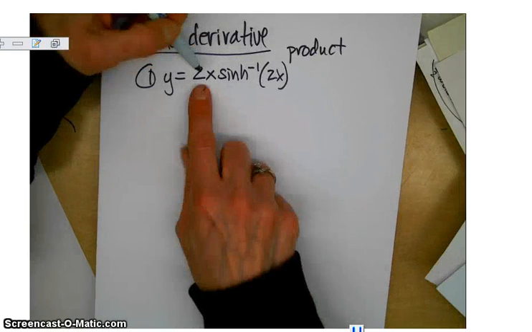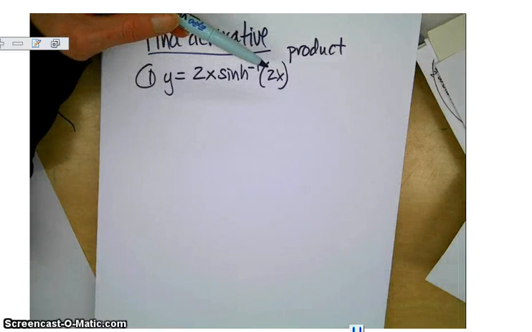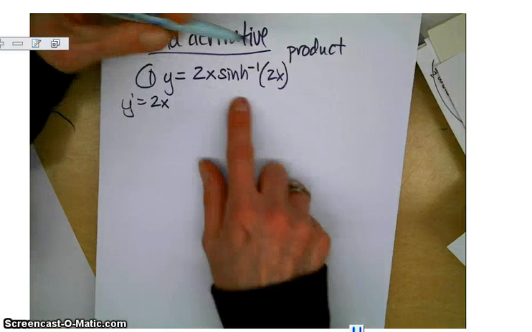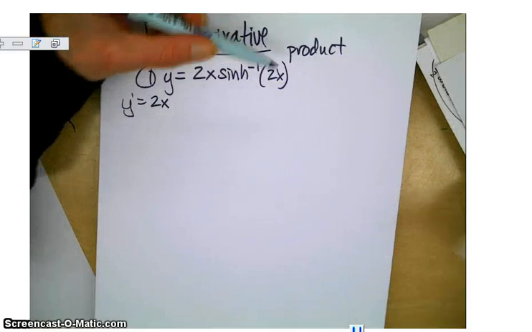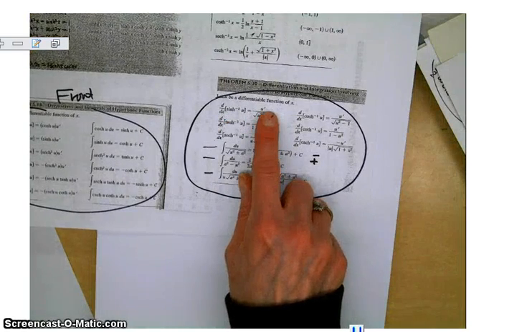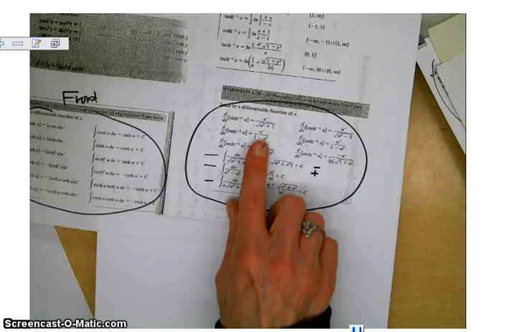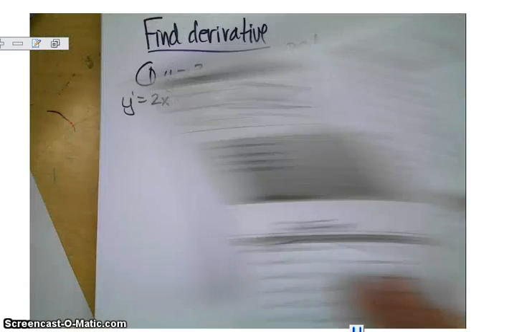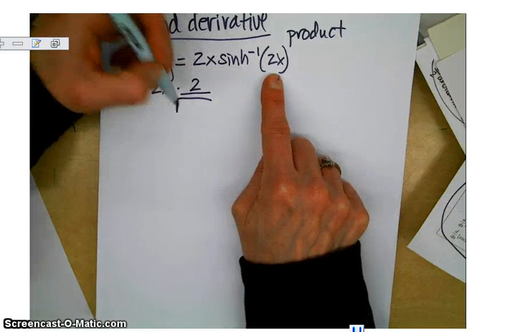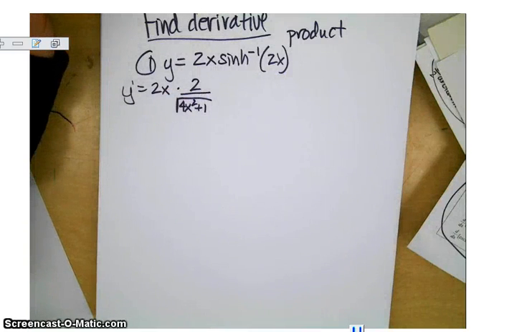And my first is 2x, and my second is the inverse hyperbolic sine of u. So for my derivative, it'll be the first, which is 2x. The derivative of the inverse hyperbolic sine is right here. It's u prime over the square root of u squared plus 1. So what's u prime? 2. So it's 2 over the square root of, what's 2x quantity squared? 4x squared plus 1. So now how can I write this a little prettier?